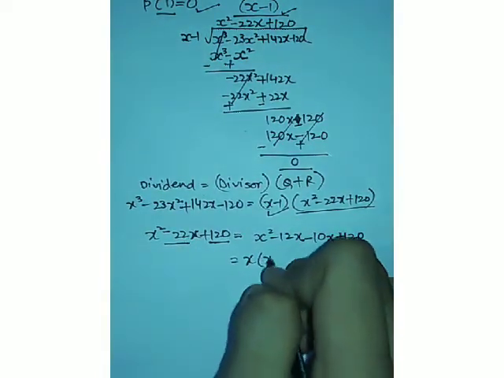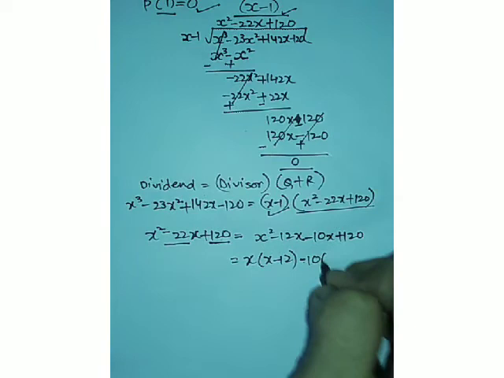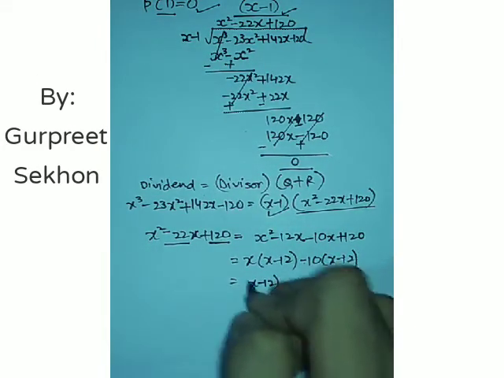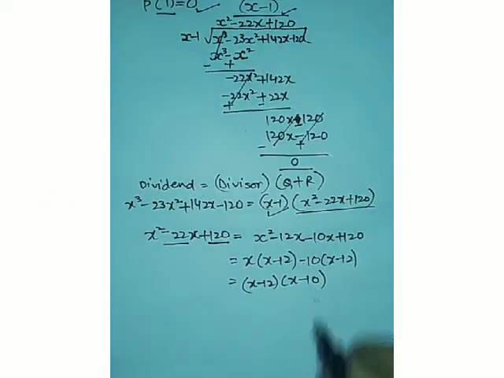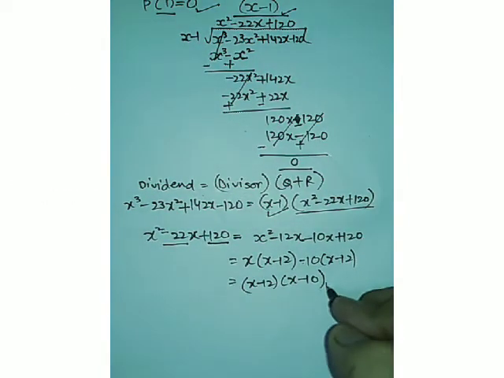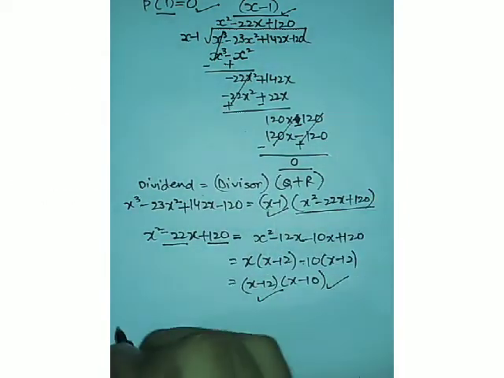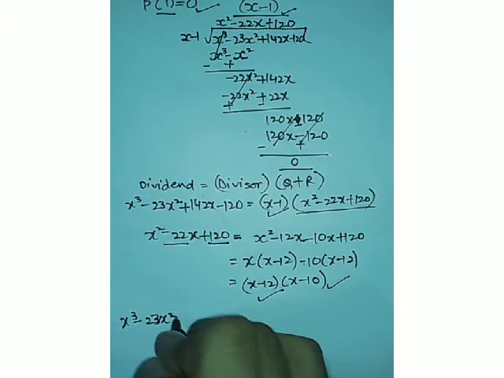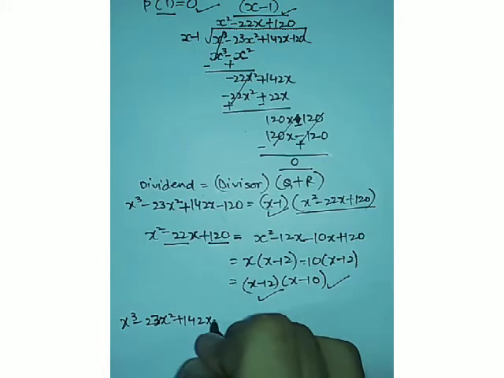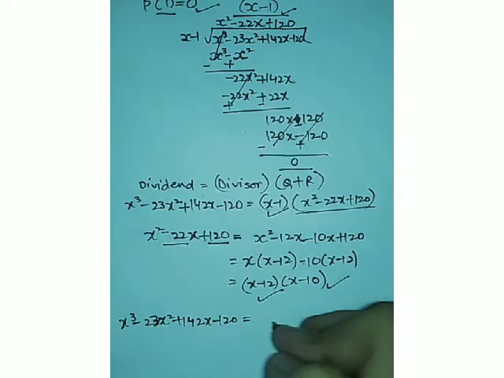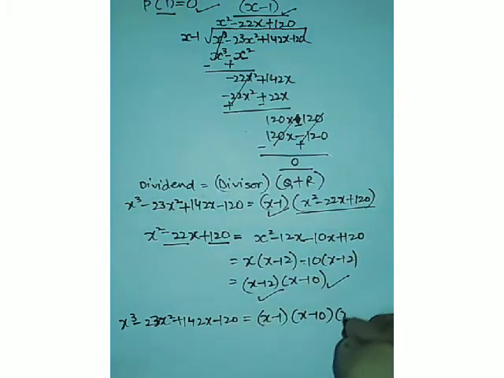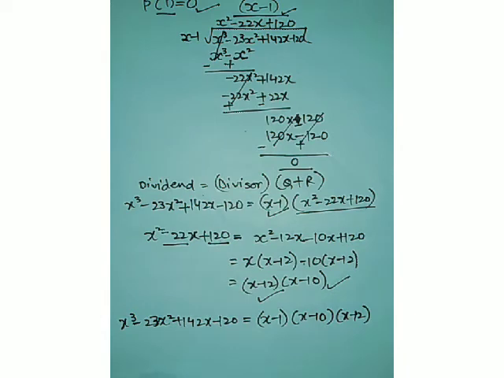What will you get? X minus 12 minus 10 x minus 12. You will get x minus 12 as common and x minus 10 as the remaining thing inside the bracket. So these are the other two factors and this was the first factor. That's why we can write x cube minus 23x square plus 142x minus 120 is equals to x minus 1, x minus 10 and x minus 12, which are the required factors of the given cubic polynomial.